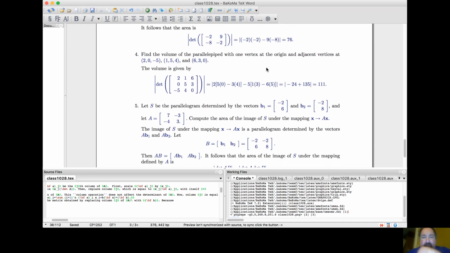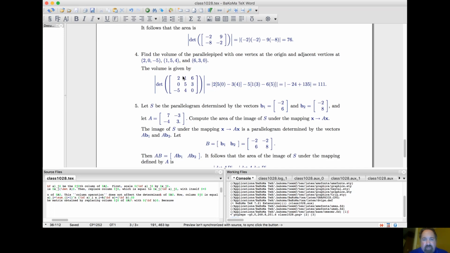Another geometric problem, volume of a parallelepiped. So we have one vertex that's conveniently located at the origin, and then we have vertices at these 3 points. We're given that these define adjacent sides. So all you got to do, since they're at the origin, there's no need to subtract anything in this case. You can just take these points and make them columns of a matrix. Then you can just take the determinant of this matrix and take the absolute value, and then you have the volume of your parallelepiped.